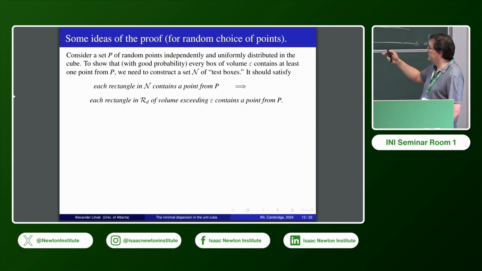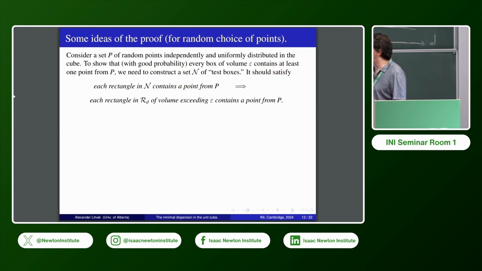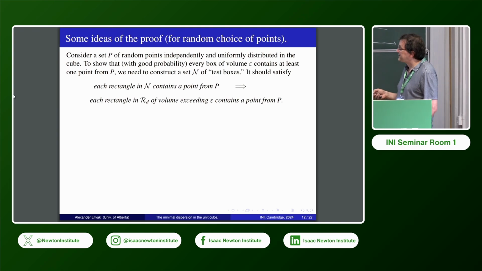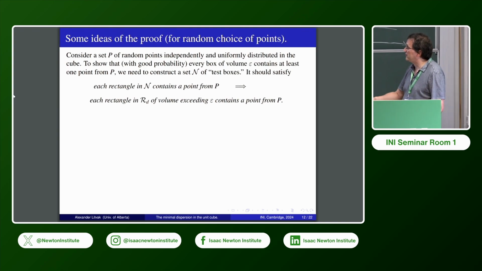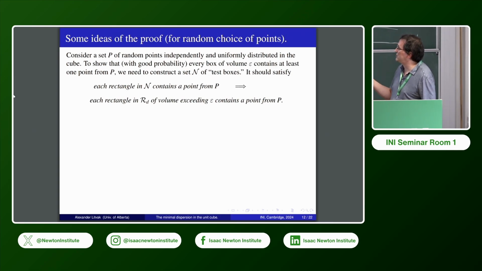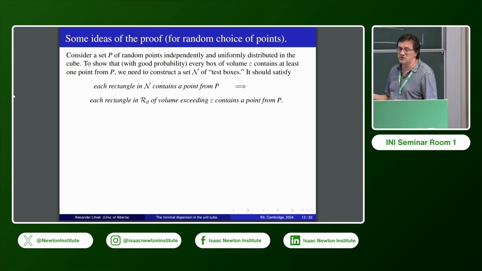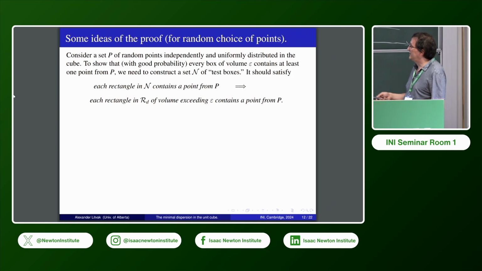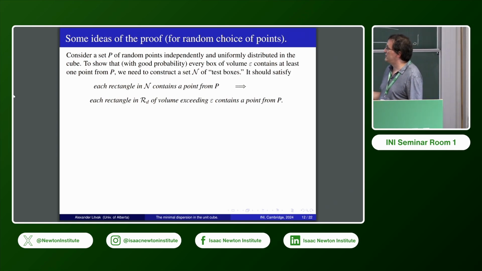And I start with ideas for random choice of points, which were used in many papers. So what should be done by the simplest possible method is we will consider random points, of course, chosen independently, uniformly from the cube. And what we want is that each box of volume epsilon contains at least one point.